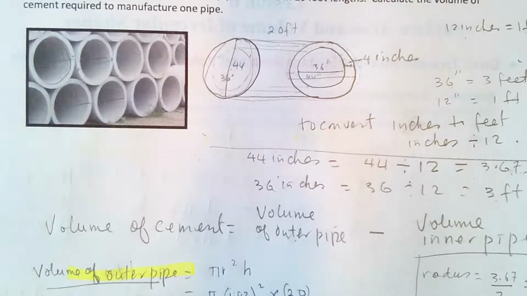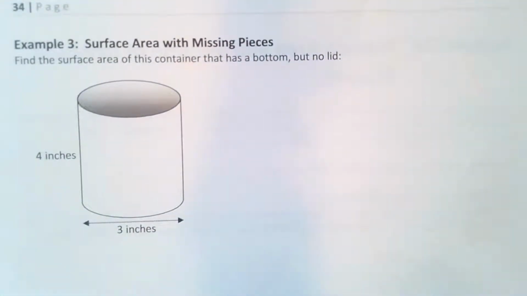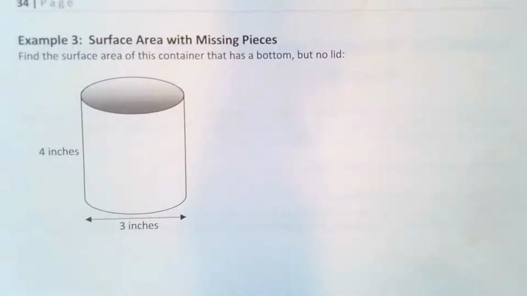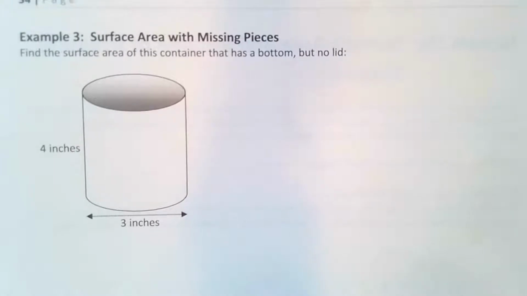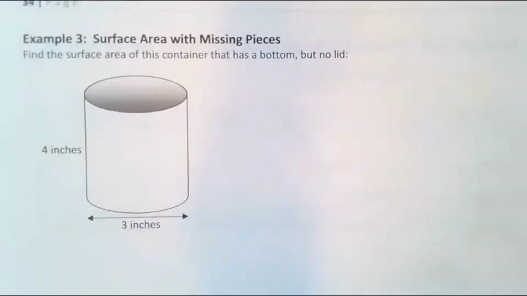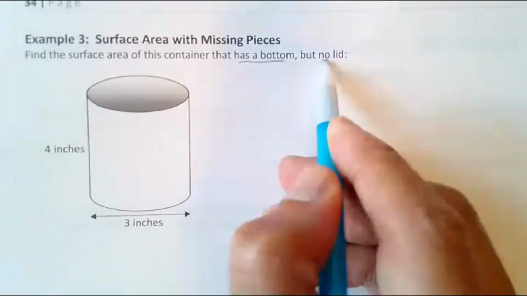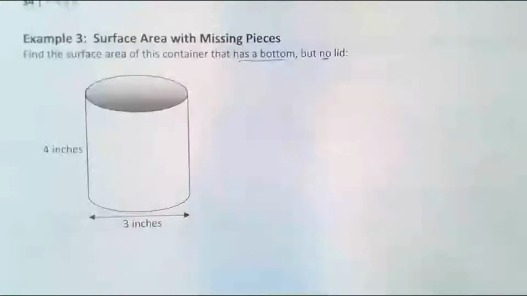Okay, we'll look at a couple more questions. Here they ask you to find the surface area of the missing pieces. Find the surface area of this container that has a bottom but no lid. So there's no lid here. Now, this is a cylinder, you know right away. So it has a bottom but no lid. So there's no top here.